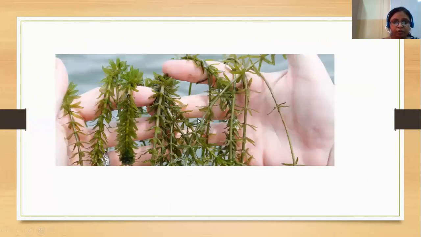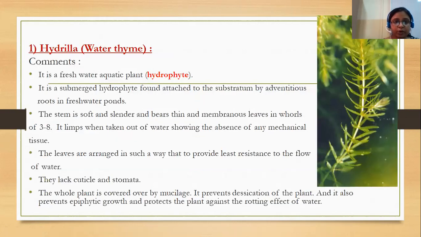Do you know what plant it is? See this plant, it is a hydrilla. This picture is of hydrilla plant. It is a submerged plant, it is an aquatic plant, it is a hydrophyte. So here you can see this is that hydrilla. See, this is a freshwater plant.